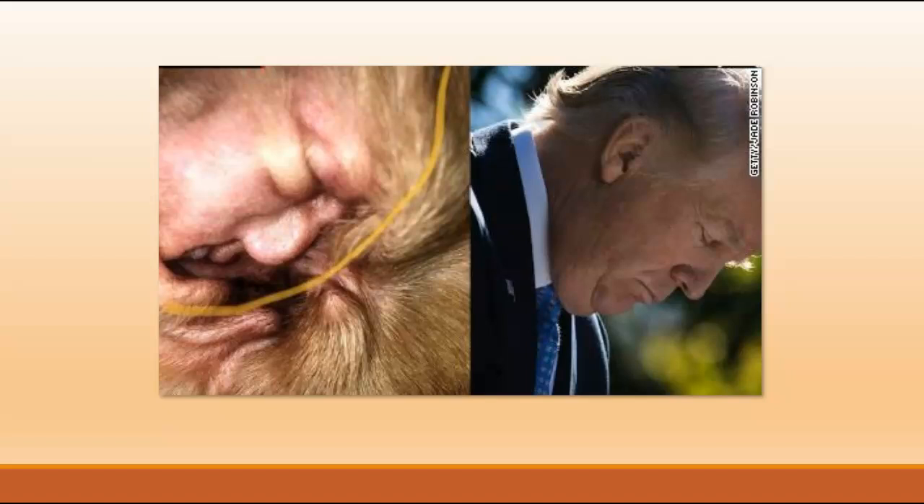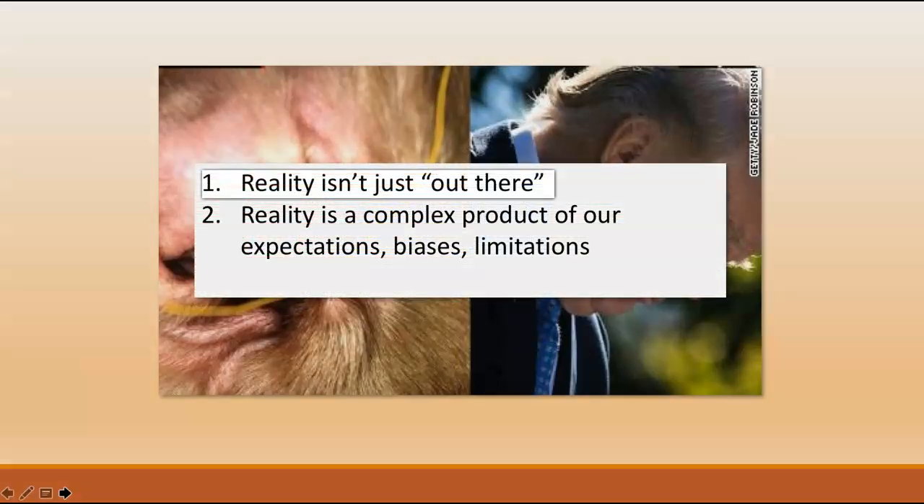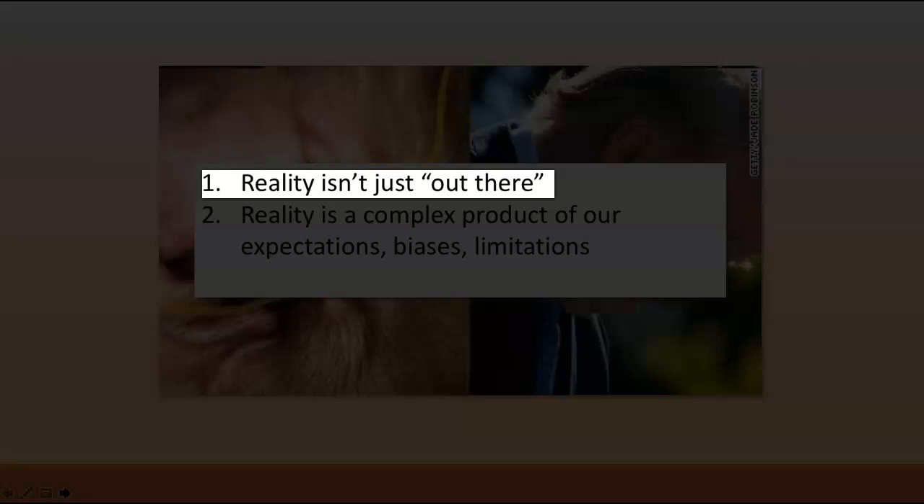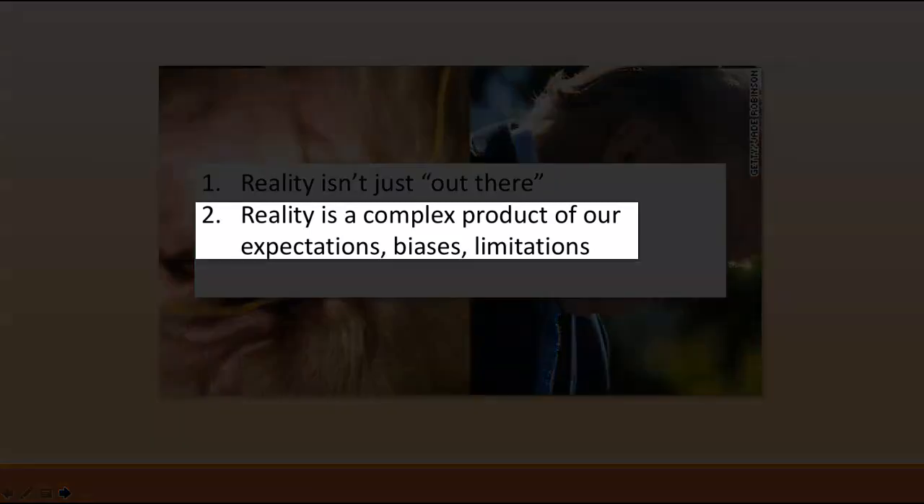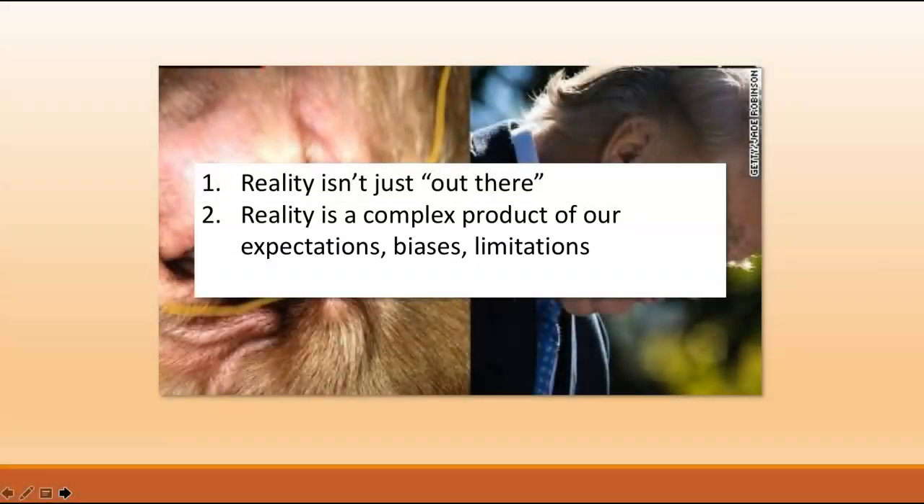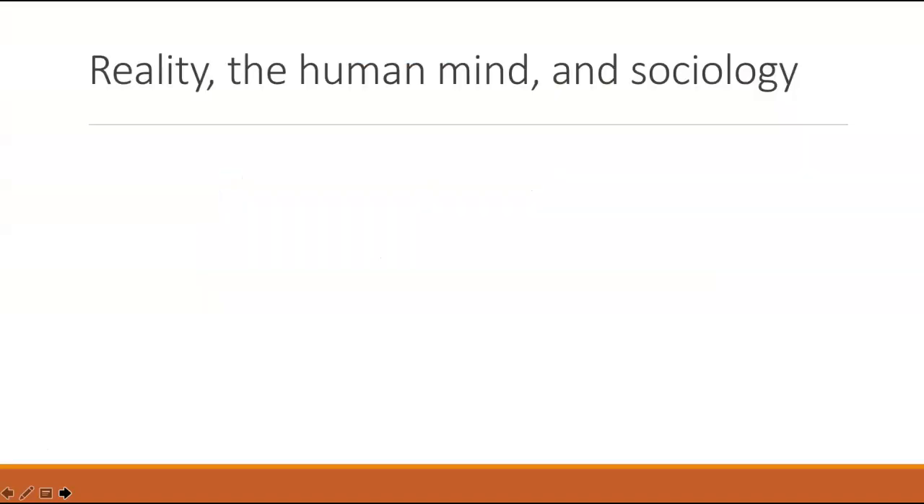What does this all have to do with sociology or with research? Two things. First, reality isn't just something straightforward that is out there for us to grab. Second, these examples show us that reality is instead a complex result of our expectations, our biases, and the limitations in our perception. So let's look a little deeper into the capacity of the human mind and how it lays the groundwork for sociological research.